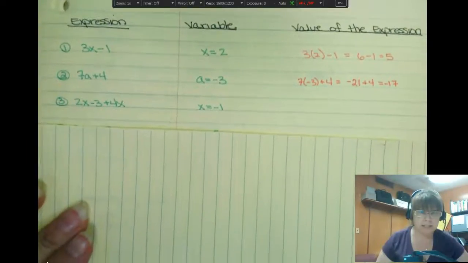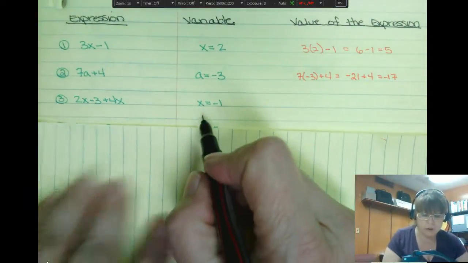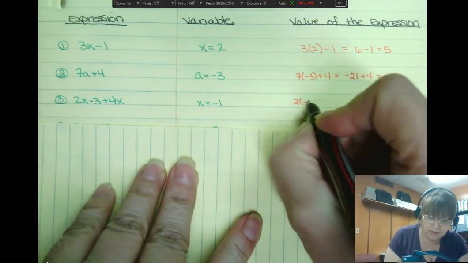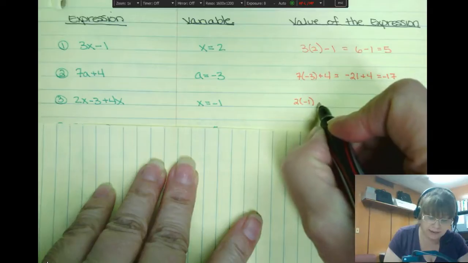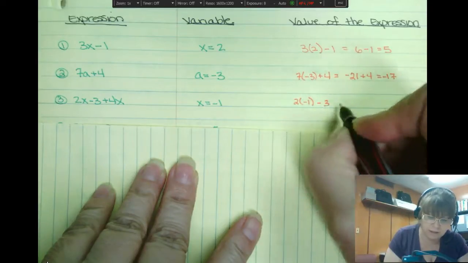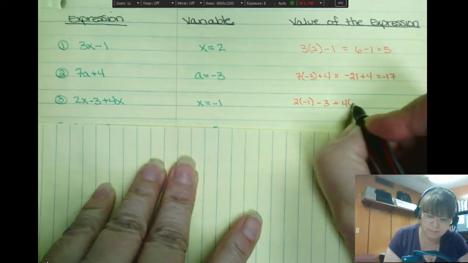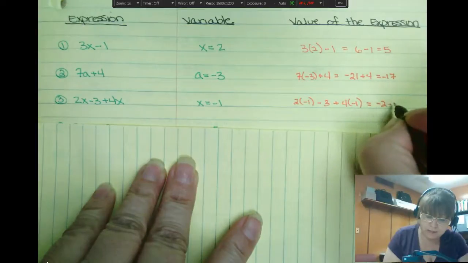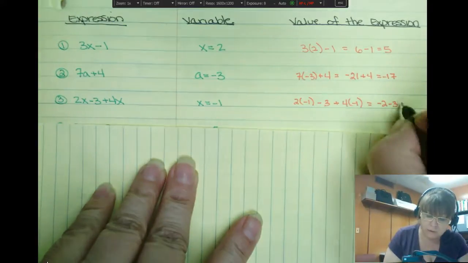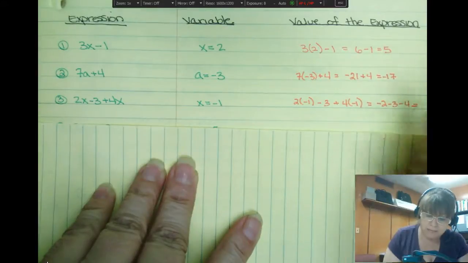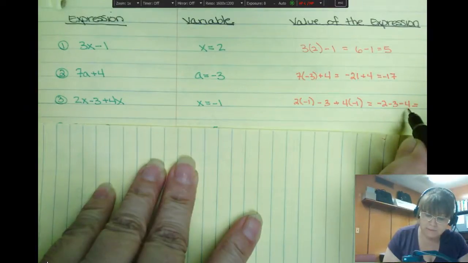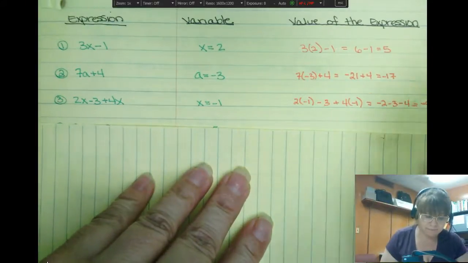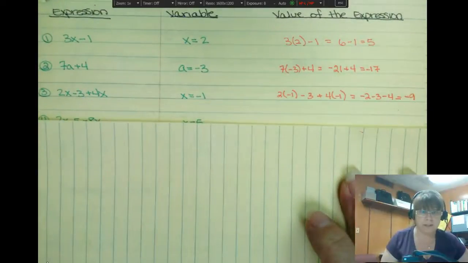2x minus 3 plus 4x. When x is negative 1, what would be the value of the expression? 2 times negative 1. Let's plug in for x. Everywhere there's an x will be negative 1. Minus 3 plus 4 times negative 1. Negative 2 times negative 1 is negative 2 minus 3. 4 times negative 1 is negative 4. Negative 2 plus negative 3 plus negative 4 is negative 9. Sorry about that, negative 9.